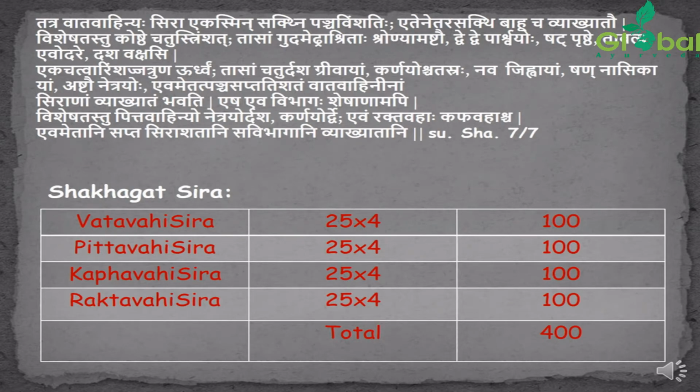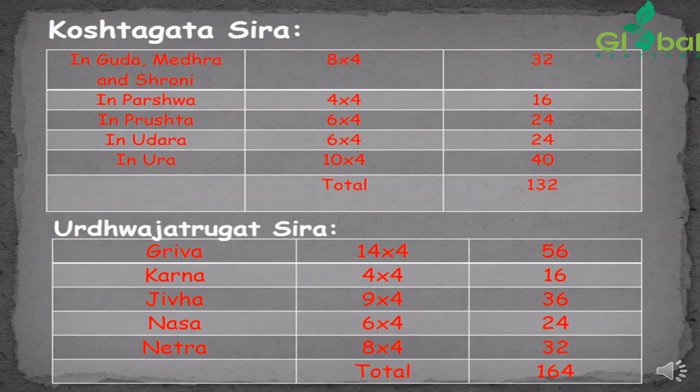So here you can see that in the Shakhagat Sira there are 400 in total. In each limb there are 100 Sira, among them Vatva, Pittva, Kaphva and Raktva, that is 25 each. Now in the Koshthagat Sira there are 136 in total, as well as 164 in Urdhvajatrugat Sira.